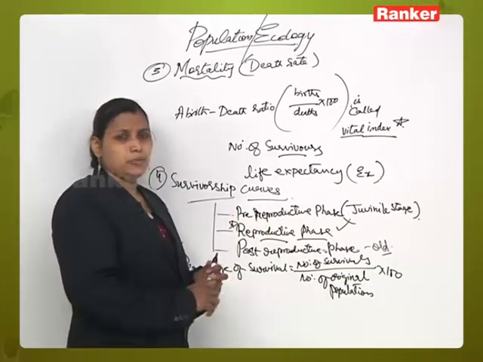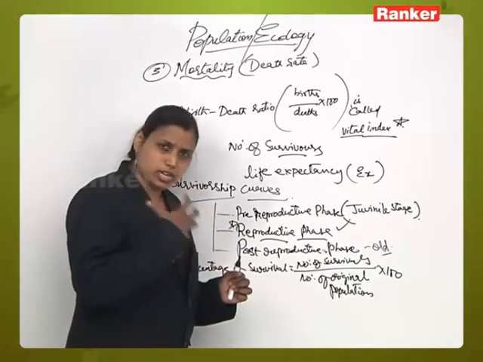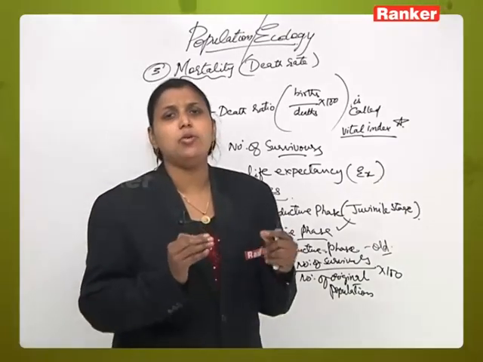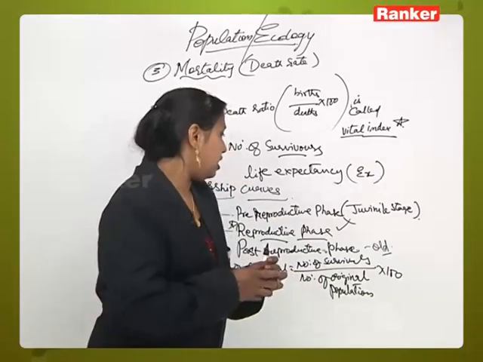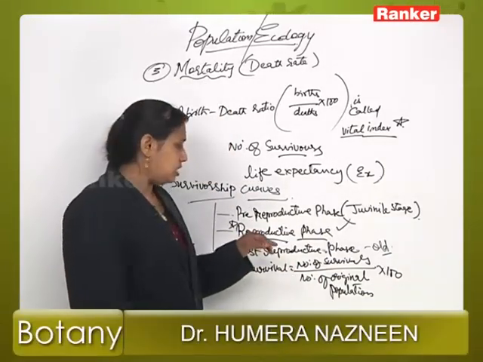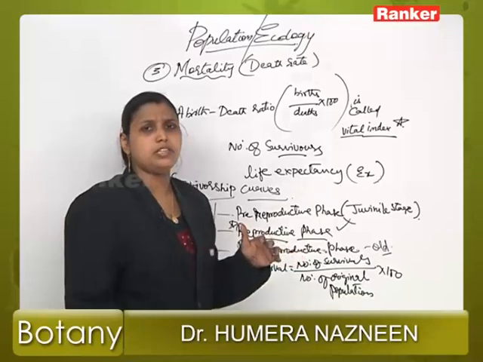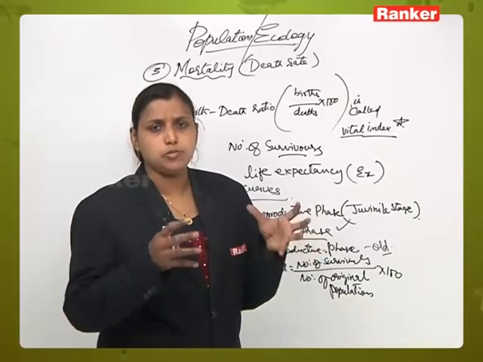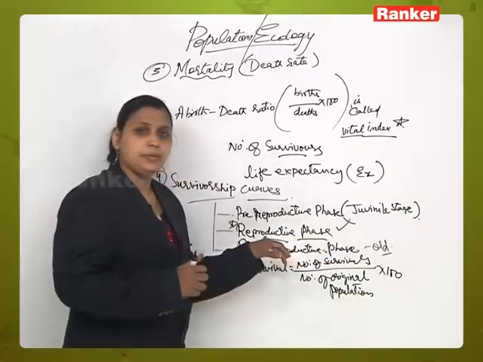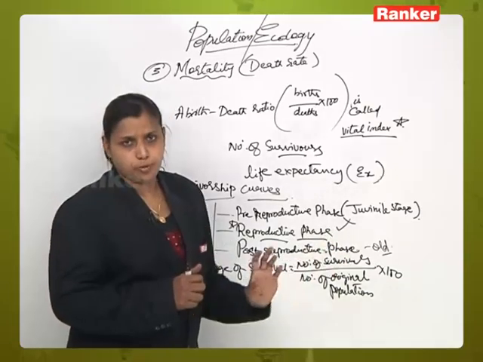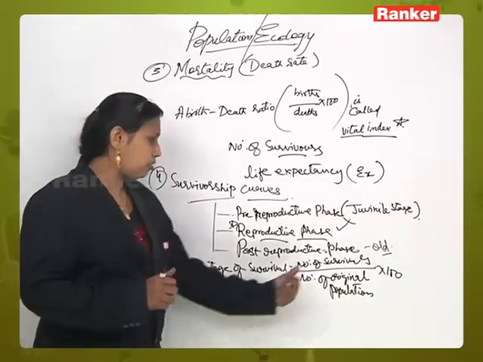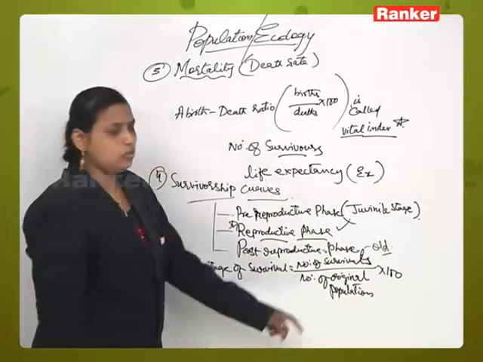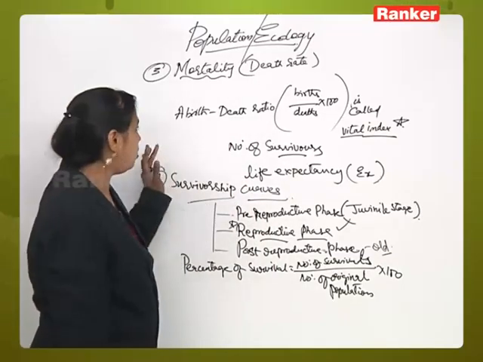So when we say this particular population has more survivors in the reproductive phase, it means that particular population has more young people in that area. If more survivors are there in the reproductive phase only, it means that the population will have neither small children nor old people. The population is large because of the adult or young people in it. So this can be calculated as a percentage: number of survivors by number of original population, into 100. This is about survivorship curves.